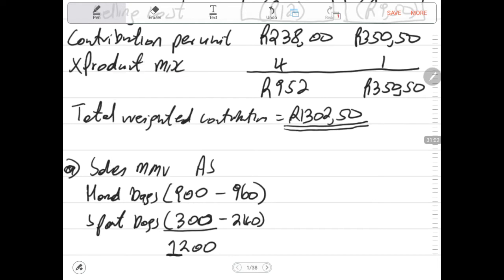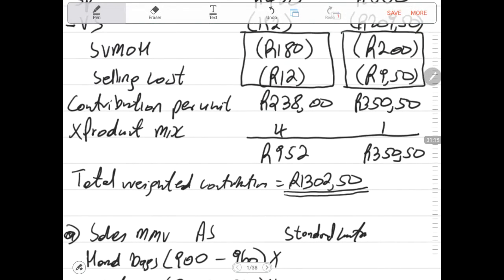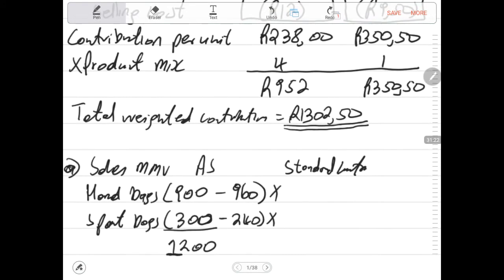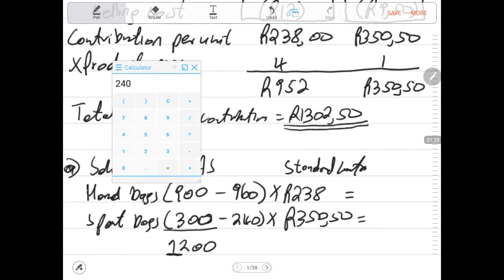That is what you do in the sales margin mix variance. Then you multiply this by the standard contribution. Our standard contribution per unit is 238 and 350.50. That is our standard contribution per unit. So those are the figures that we use. You multiply by 238 and you multiply by 350.50. Therefore, this will give us the variance for this question, the sales mix variance.